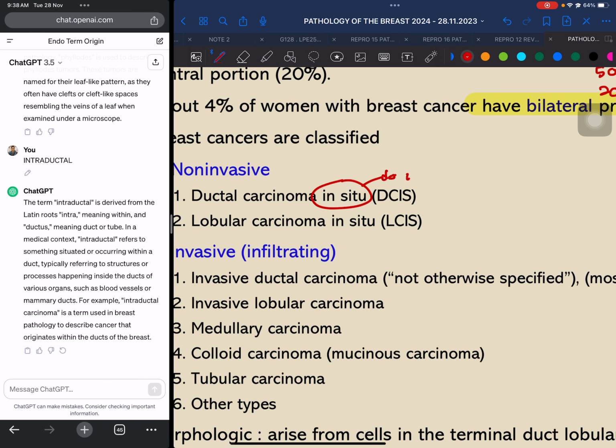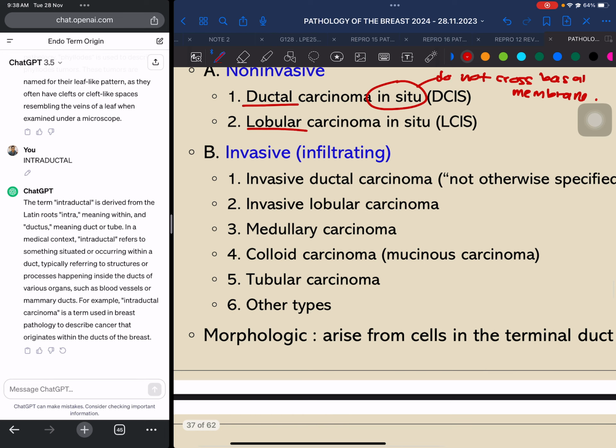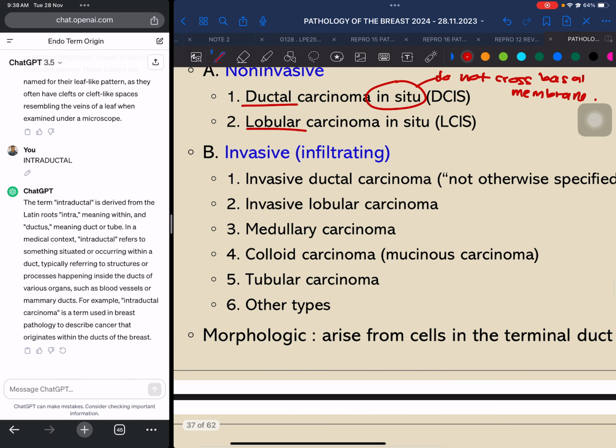They still remain within the basement membrane, no invasion, but their risk for malignancy is high. So you have the non-invasive pattern, the ductal and the lobular carcinoma in situ, and then you have the invasive type. The commonest one is the invasive ductal carcinoma. Then you have many different histological types: the invasive lobular, medullary, colloid, tubular, mucinous, and other types.